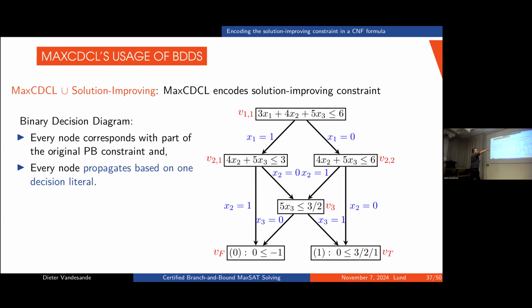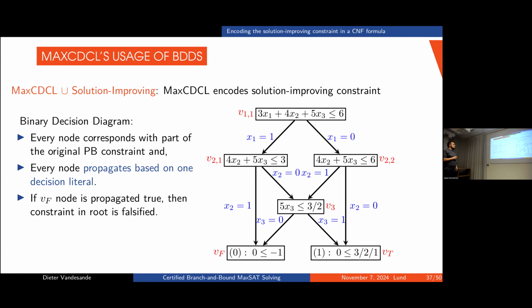So if you look at the first one, what you want is that our objective needs to be smaller than or equal to 6, and our objective is 3x1 plus 4x2 plus 5x3. Well, if x1 is true, then this constraint needs to hold. And if x1 is false, then the other one needs to hold.